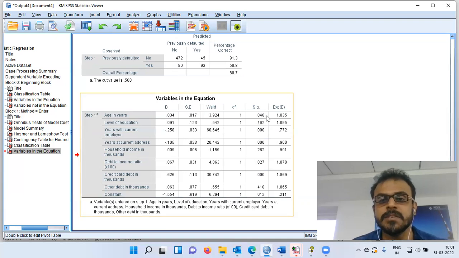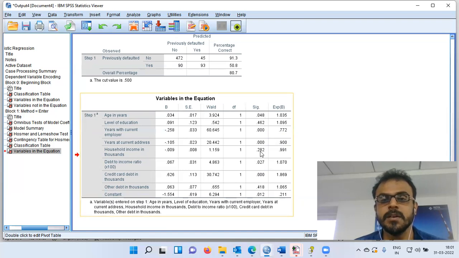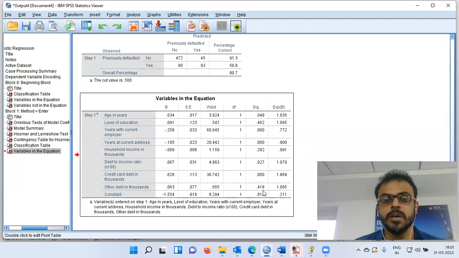So when you examine some of the significance values, look at level of education, 0.462, greater than 0.05, so not useful to the model. Let me look at the significance value for household income. It is 0.282, greater than 0.05, not useful for the model. If I scroll down, you can see other debt in 1,000, it is 0.418, greater than 0.05, and therefore it is not useful to the model.